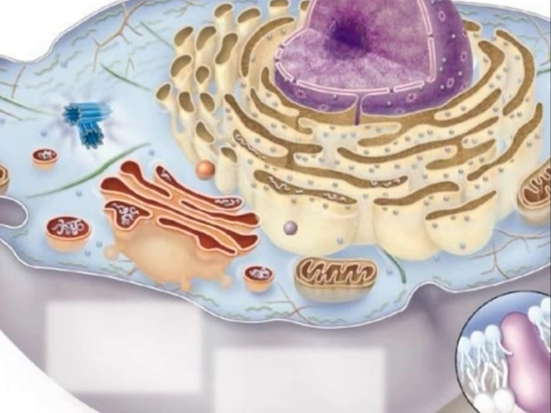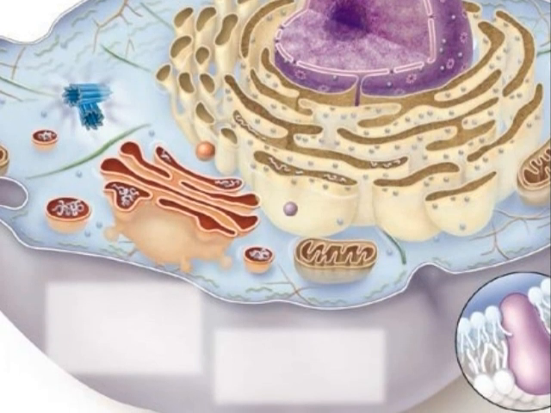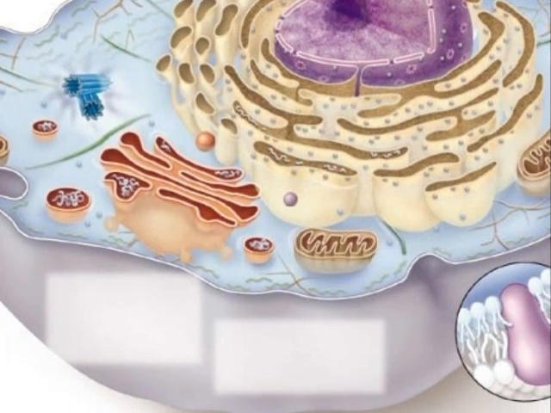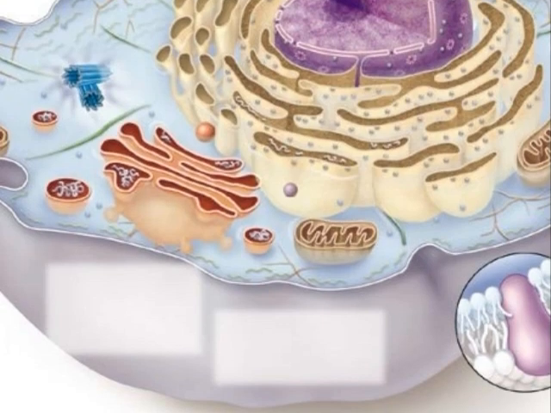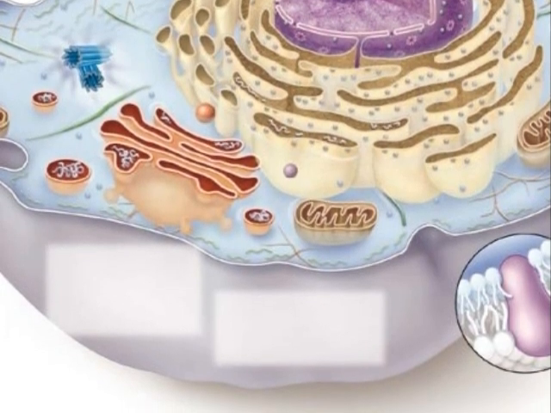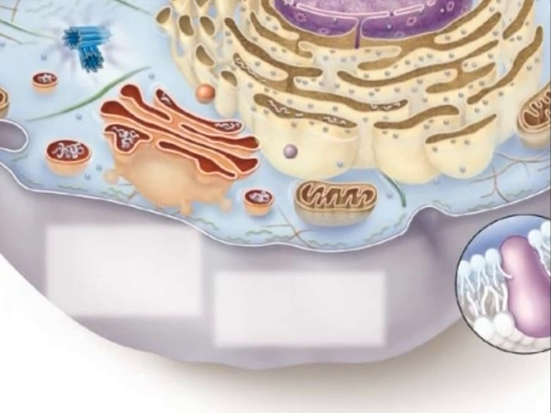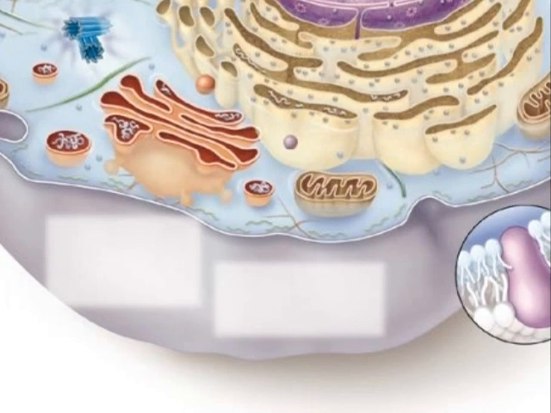First off, I'm going to tell you why this is an animal cell and not a plant cell. Plant cells have cell walls and chloroplasts, and animal cells do not. Animal and plant cells have vacuoles, but animal cells have multiple tiny vacuoles, while plant cells have one big vacuole.